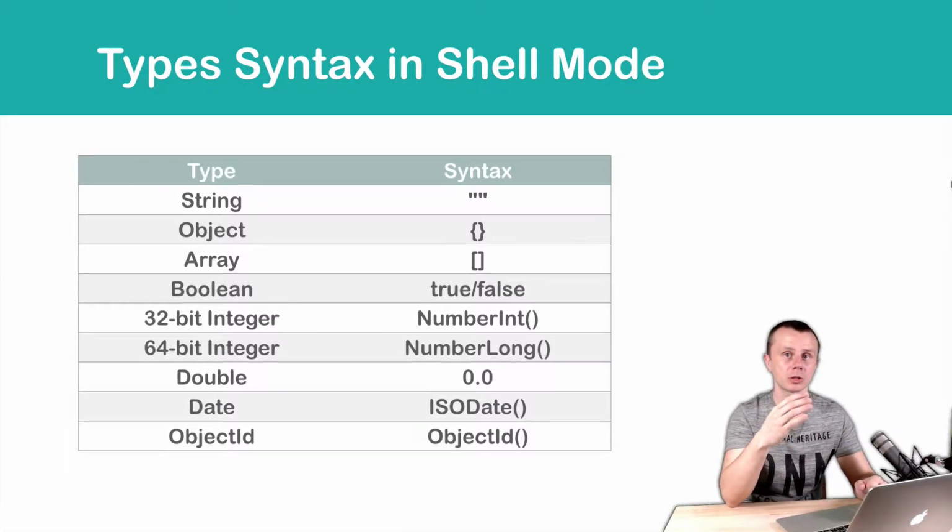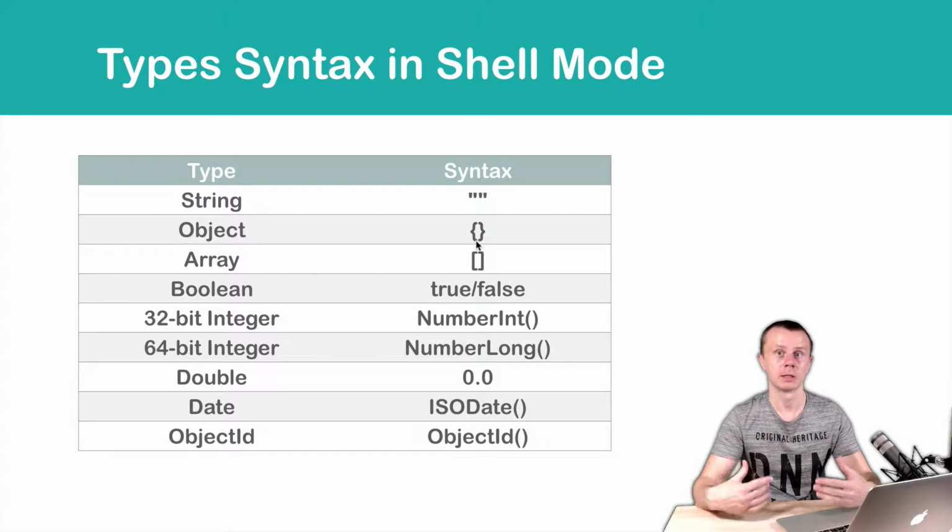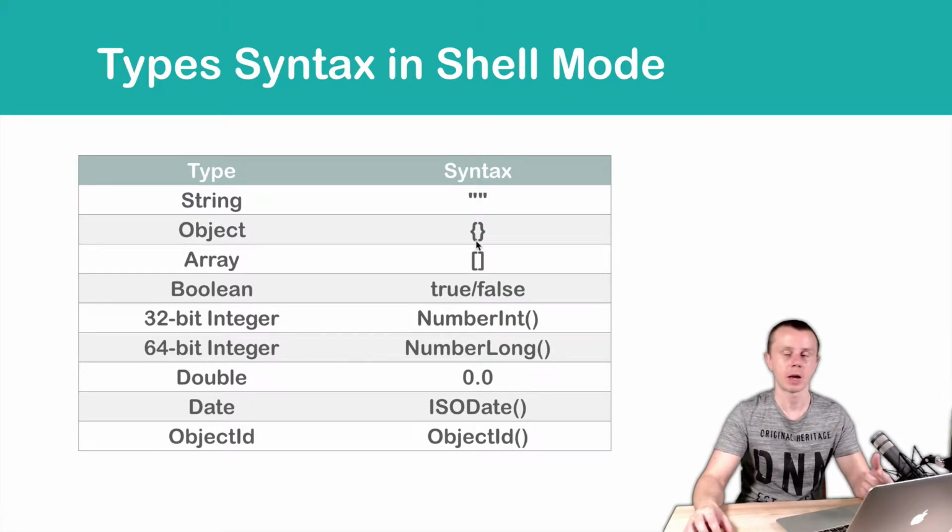And these instructions are given using types syntax. Some types, such as strings, objects, arrays, and Boolean, don't require any additional information you need to add to the value. So if you just use double quotes, MongoDB will understand that you want to store a string, and the type will be string. If you use curly braces, then MongoDB will understand that this is an object and the type will be an object. Same with array and Boolean.